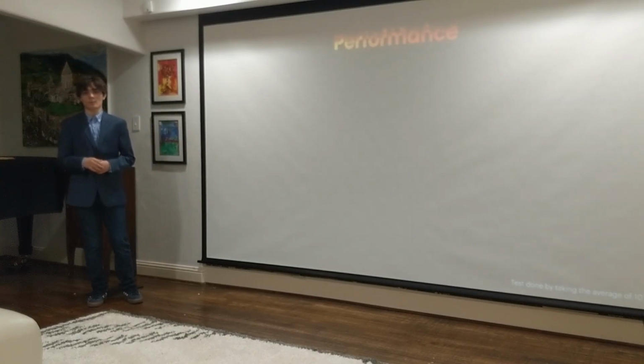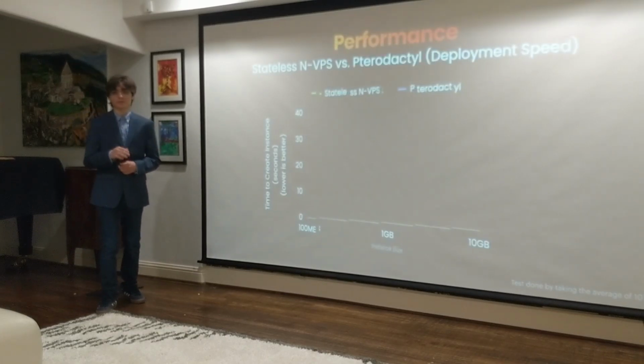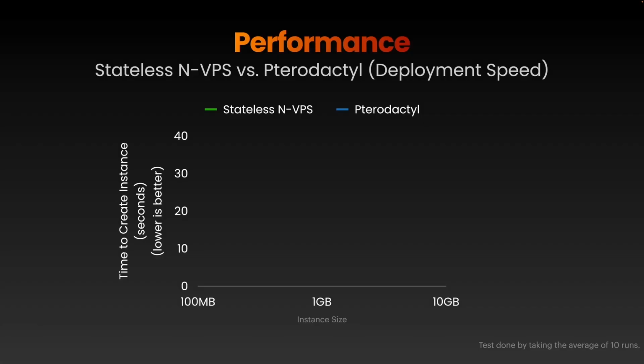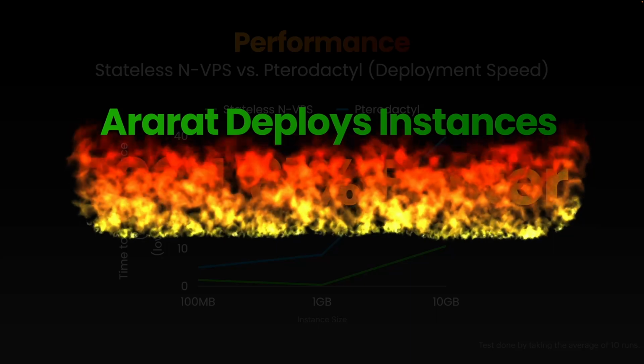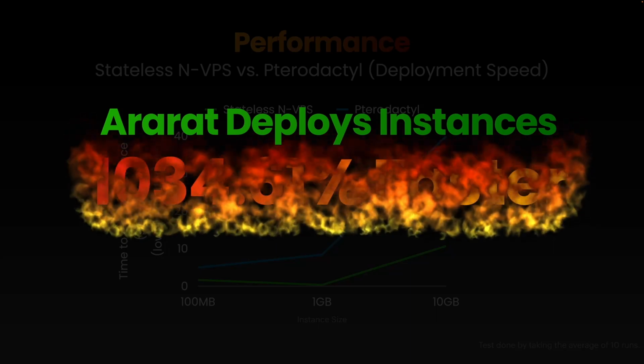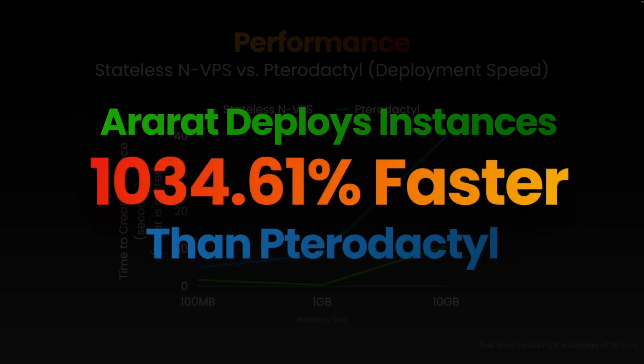Now let's talk about performance. When it comes to performance, Aurora doesn't compromise. We tested how fast Aurora deploys Stateless NVPS versus how fast Pterodactyl, our leading competitor when it comes to single application containers, deploys instances at multiple sizes. Aurora beat out Pterodactyl on every level. In fact, Aurora deploys instances 1034.61% faster than Pterodactyl. That's insane.